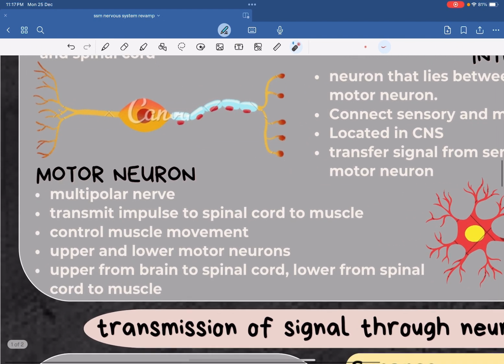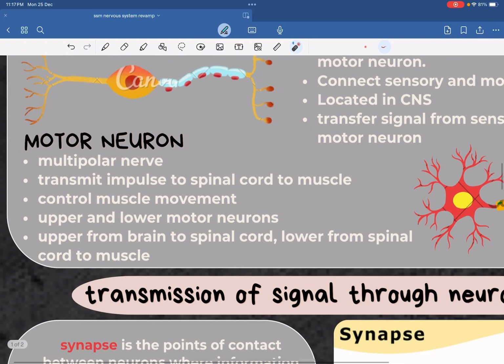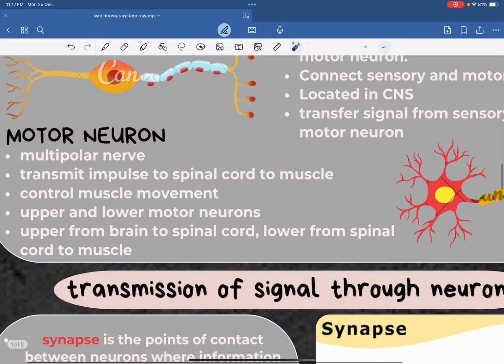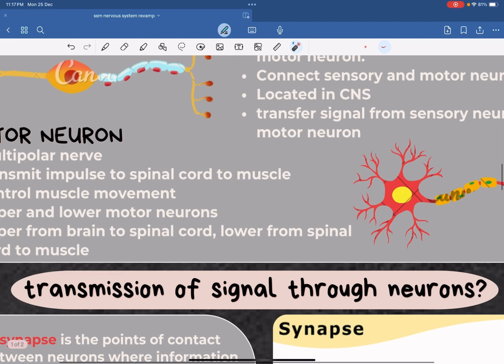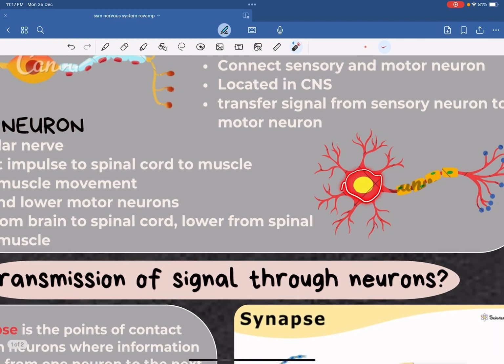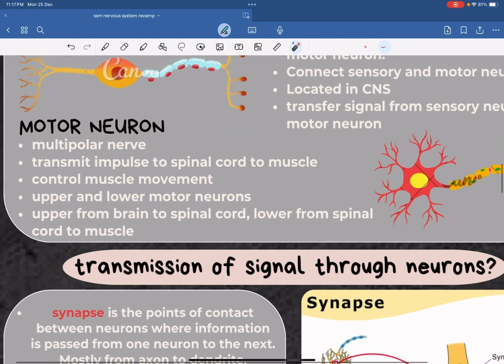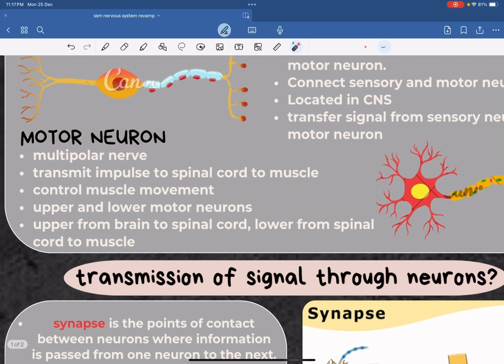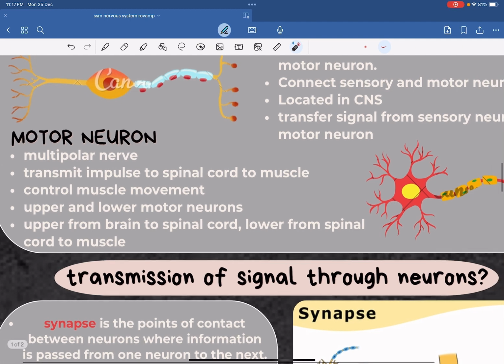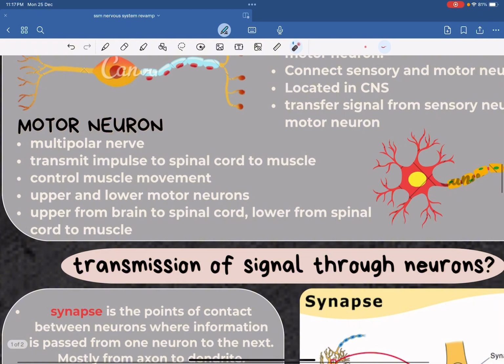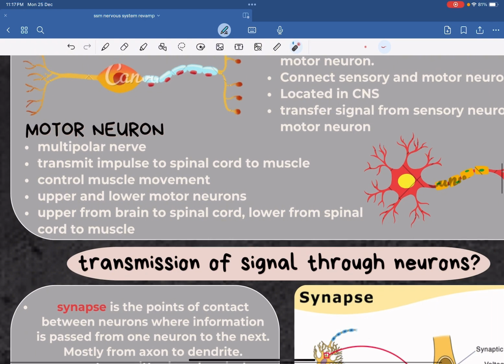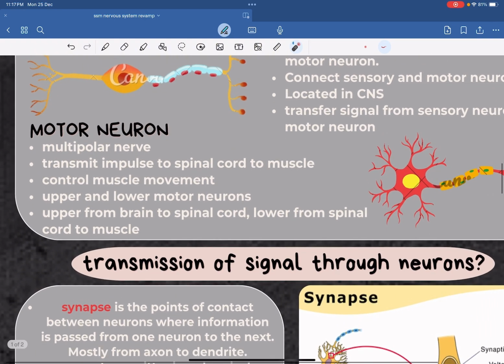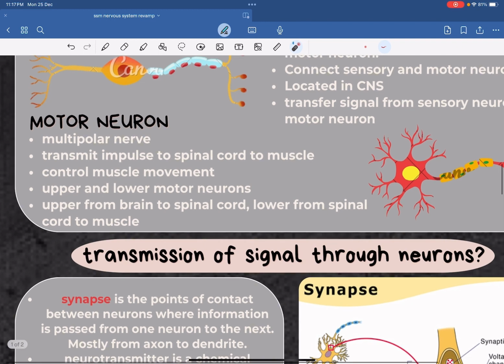Right? The last one is the motor neuron. So we know that the motor neuron is a multipolar neuron because we can see that this cell body has multiple projections. It transmits impulses from the spinal cord to the muscle. It also controls muscle movement. And then we have the upper and lower motor neurons: upper from the brain to the spinal cord, and lower from the spinal cord to the muscle.